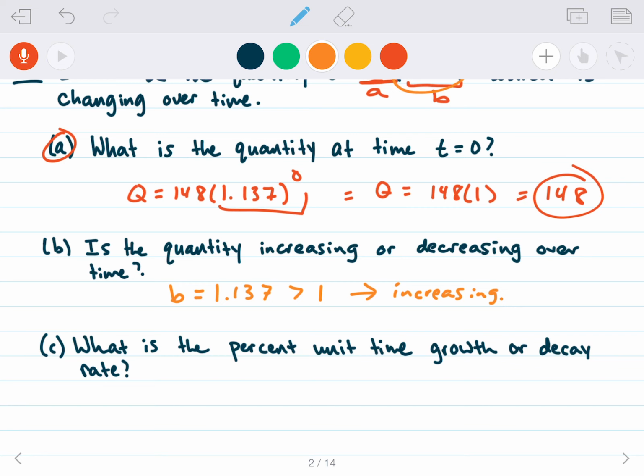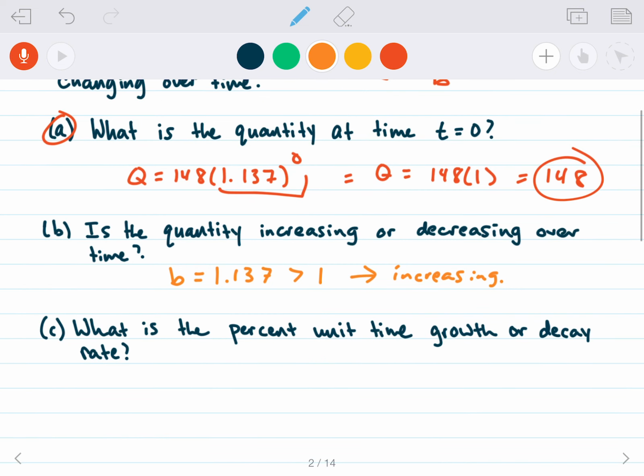The third part says, what is the percent unit time growth or decay rate? So when they're looking for the percent, they're asking for R. So remember, we had this formula for R. We had that B was going to either be 1 plus or minus R, depending if it was growth or decay. Since we're growing, it's going to be 1 plus R. So we have B is equal to 1 plus R.